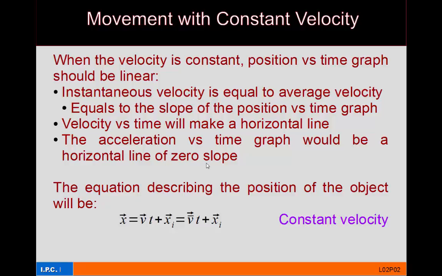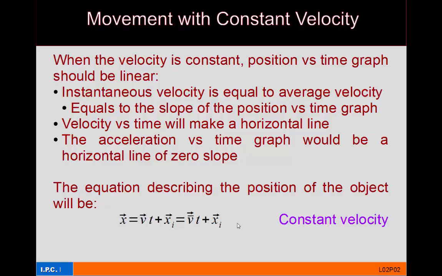So if you have a graph of position versus time with a constant velocity, you would expect to get a straight line. This equation right here actually describes the position versus time. It is basically the position is the velocity times the time plus the initial position. And since the instantaneous velocity at any time is equal to the average velocity, we can rewrite it as average velocity times time plus initial position.